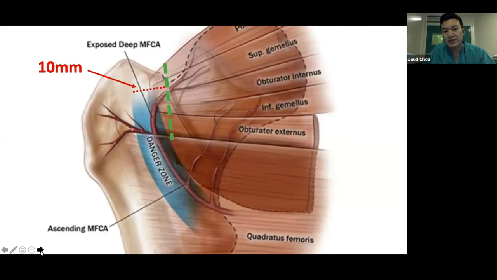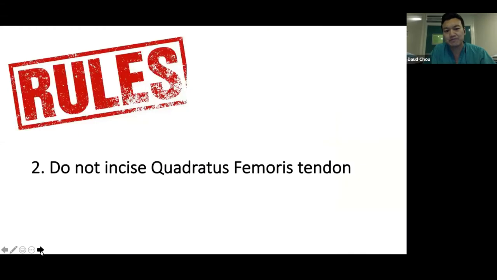And here, this is a nice image where the blue area is the danger zone. So if you start making any incisions in the blue zone, you're at risk of damaging the ascending medial femoral circumflex artery. And so by leaving a 10 millimeter cuff when making an incision through the piriformis and the short external rotators, you preserve that blood supply.